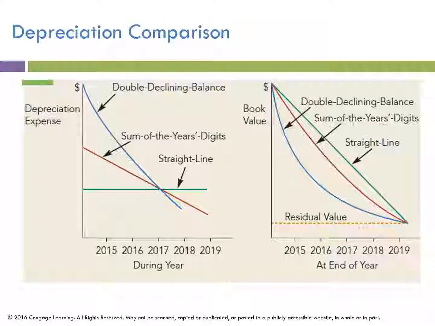The book value graph shows you that no matter which method you use, it doesn't matter. Your book value will always be the same when the asset is finished being depreciated. It's just the timing. Double declining balance, a real lot in the beginning, less as it gets older. Same with sum of the year's digits. Straight line, same amount every year. So it's a timing issue.